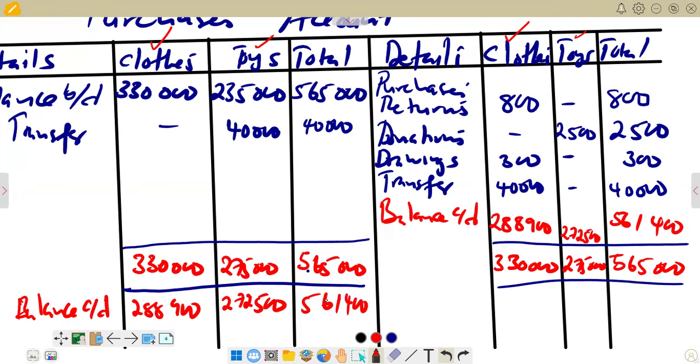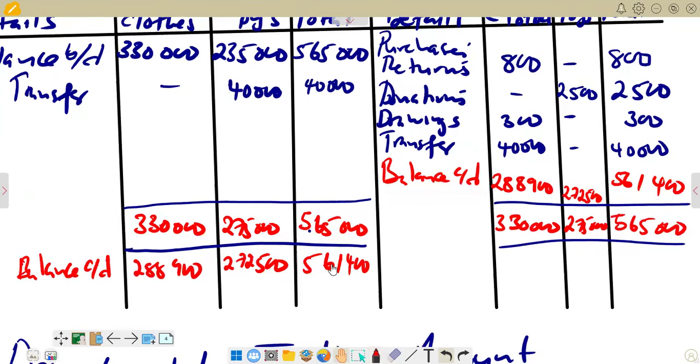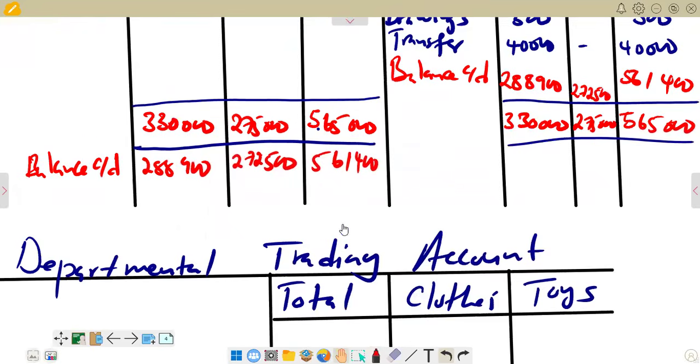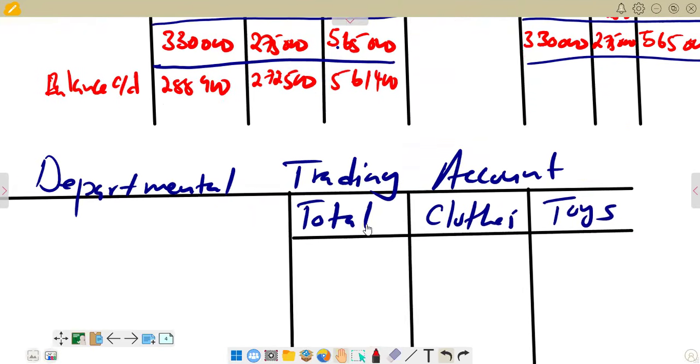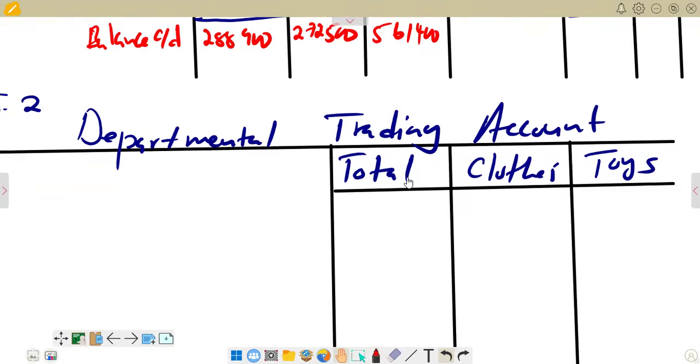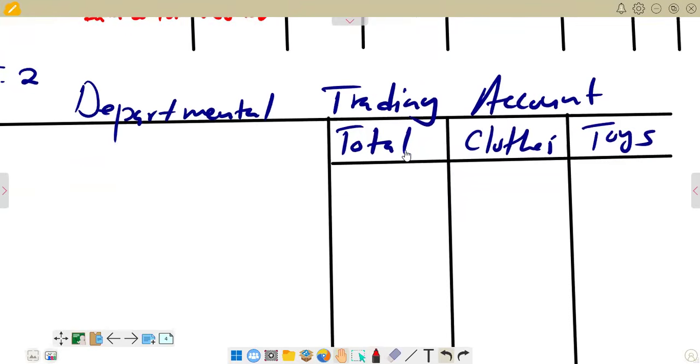So this is what we have in terms of the purchases account. Remember, these purchases figures that we got here, we are supposed to transfer them to the trading account. So it means in the trading account already, we now have our purchases as the figures that we found there in the account. So the next item is the preparation of the departmental trading account. So this is the departmental trading account that we have. We also have a column for total, clothes, and toys.